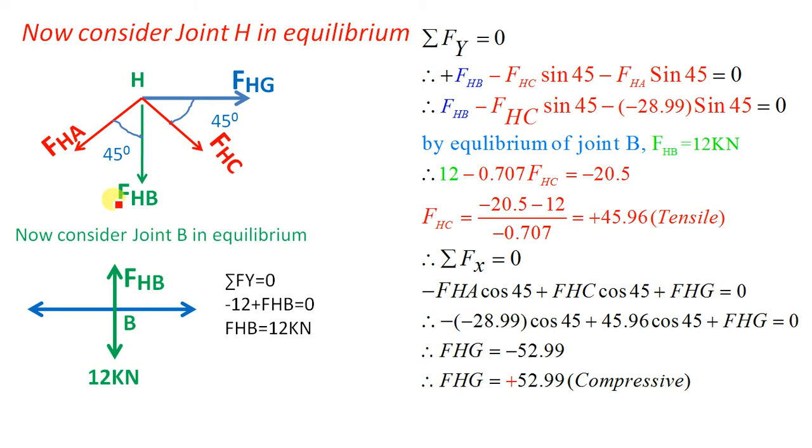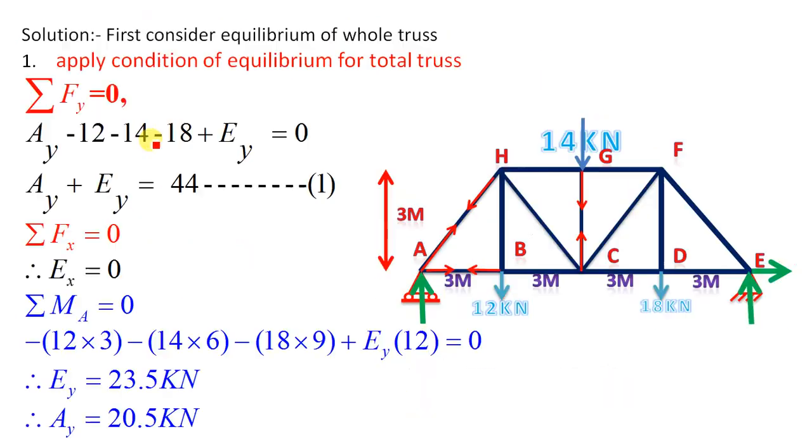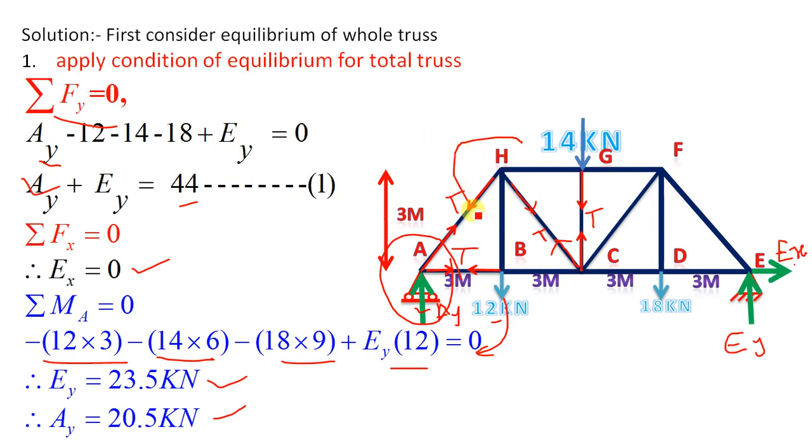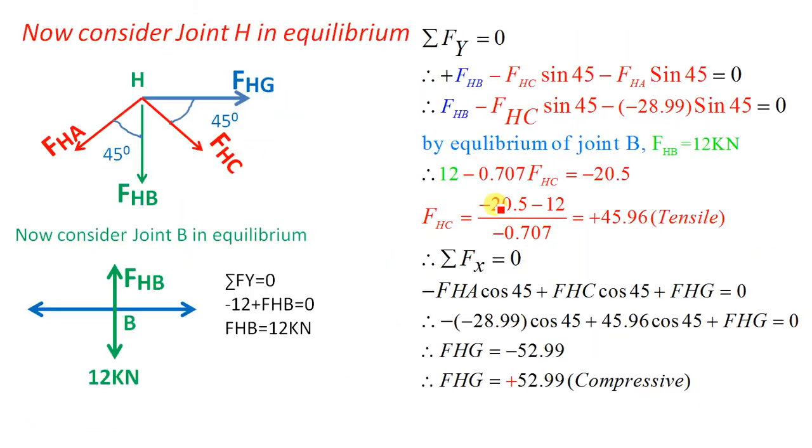Now consider the equilibrium of joint H. If you observe this joint H, what forces are there in joint H? 1, 2, this one is third and fourth, all are going away from the joint H. This angle is 45 and this angle is also 45 and this angle is also 45. I have drawn over here the free body diagram. So this angle is also 45.